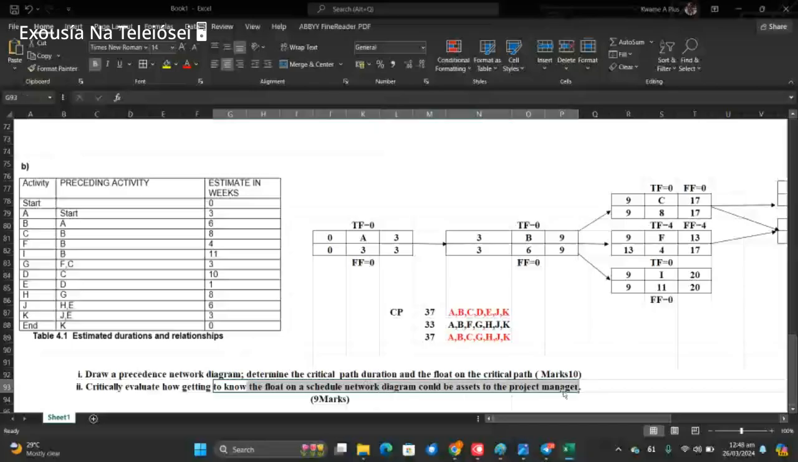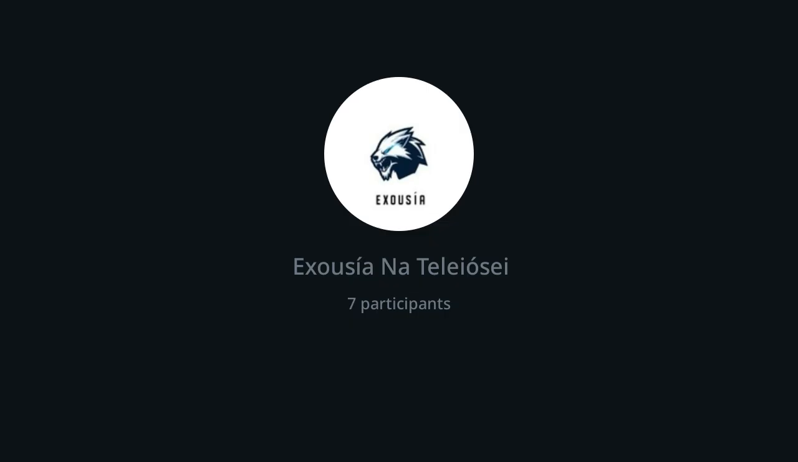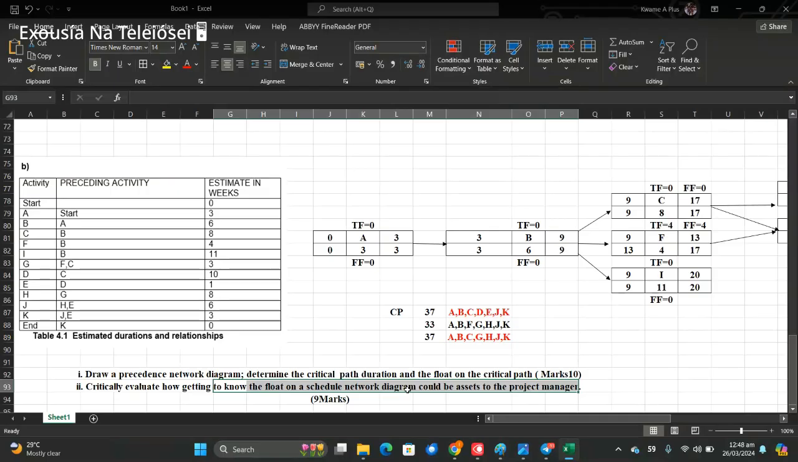But knowing the float also helps project managers know the type of... I think I wrote somewhere. Let me read it. So I wrote it this way, so that I can get it.